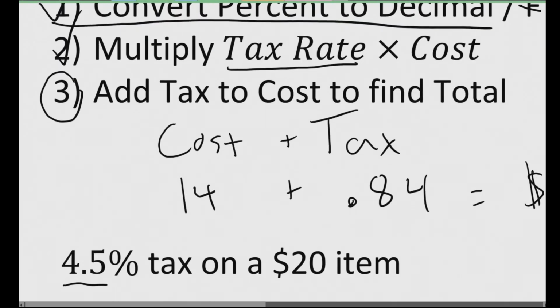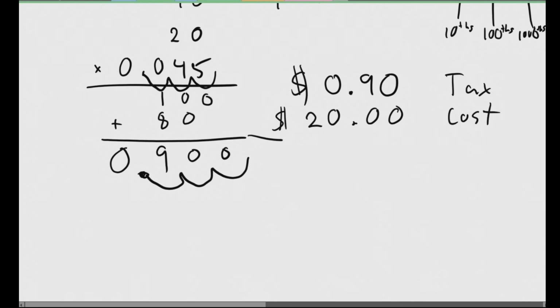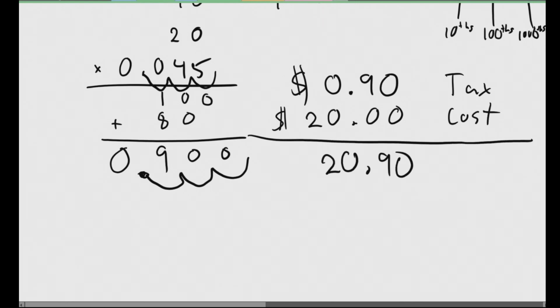If our last step is to add our tax and the cost, sales tax and a $20 shirt will give us a grand total of $20.90.